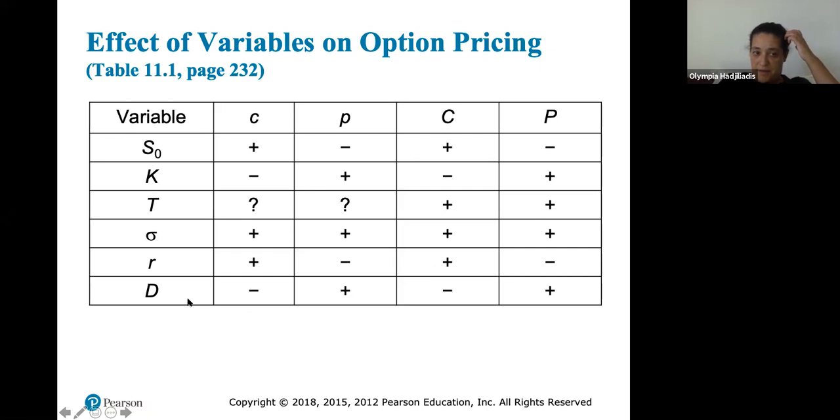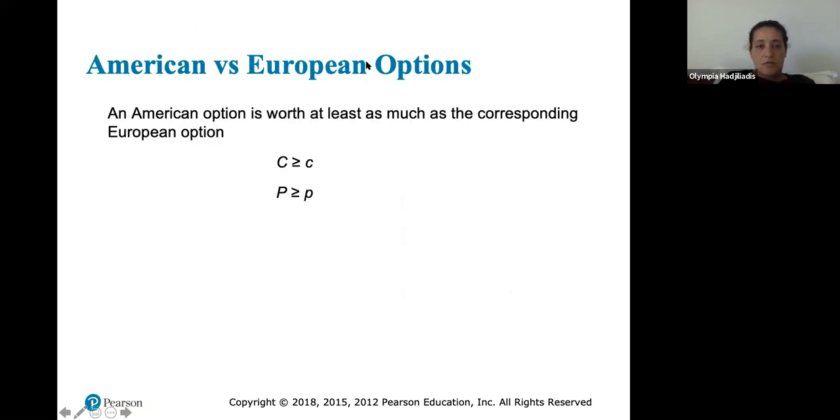Dividends have the opposite effect on call option prices because they decrease the value of the stock. For the same reason, they have a positive effect on put options, and the same for American calls and puts. So with American versus European options, an American option is always worth at least as much as the corresponding European option. And the same holds true for calls or puts. So let's stop sharing and go back to our slides, to our book.